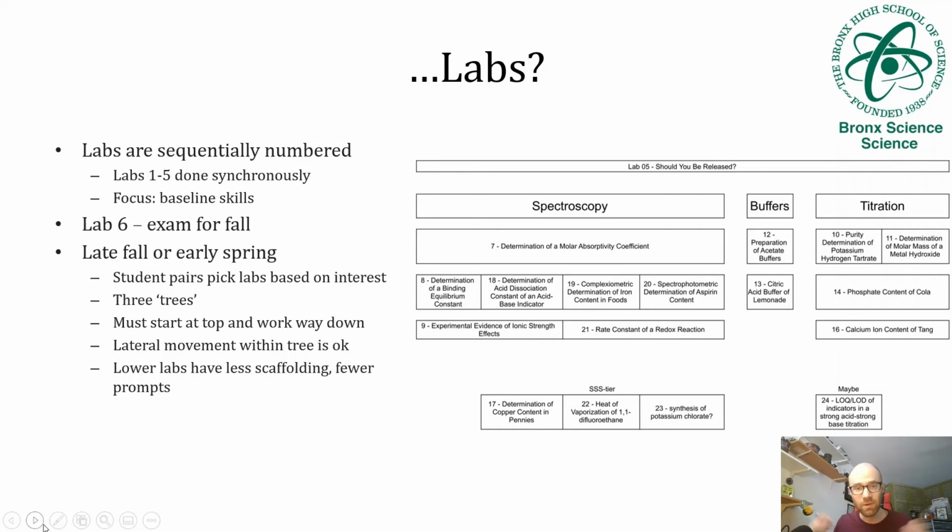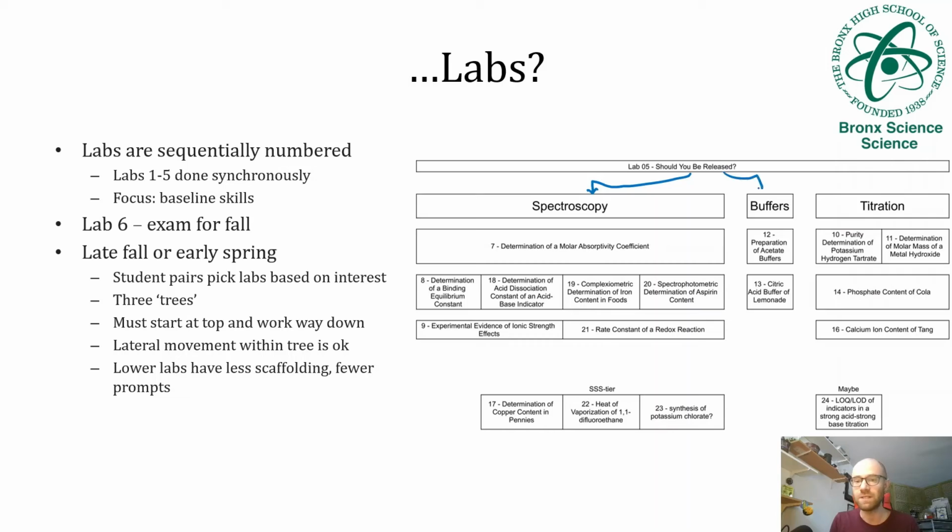So I have this library. I give you the full library at the beginning of the year. You can look at the labs. If it's an interest you have, you can pursue it. So after lab 5, we start labeling them with letters, A, B, C, D, E, because for you, lab A might be lab 7. For someone else in the class, lab A might be lab 12. I take the energy to prepare several labs at once to allow you to explore your interests. So after lab 5, you pick a direction to go in.